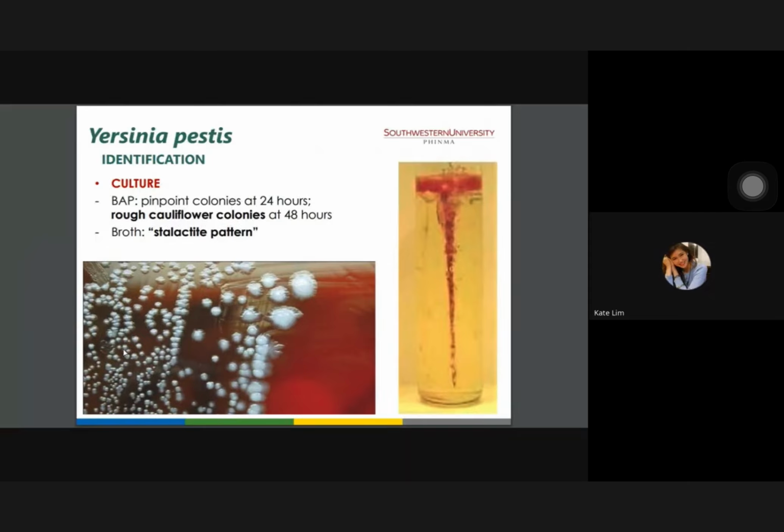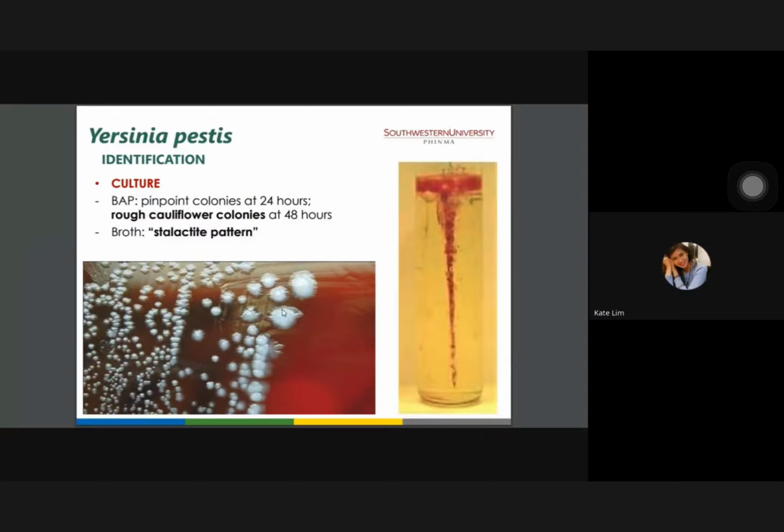So this change in appearance helps differentiate Yersinia pestis from other bacteria. Again, at 24 hours, your Yersinia pestis forms pinpoint colonies, which are very small. After 48 hours of incubation, it resembles the surface of a cauliflower, which is lumpy and irregular.